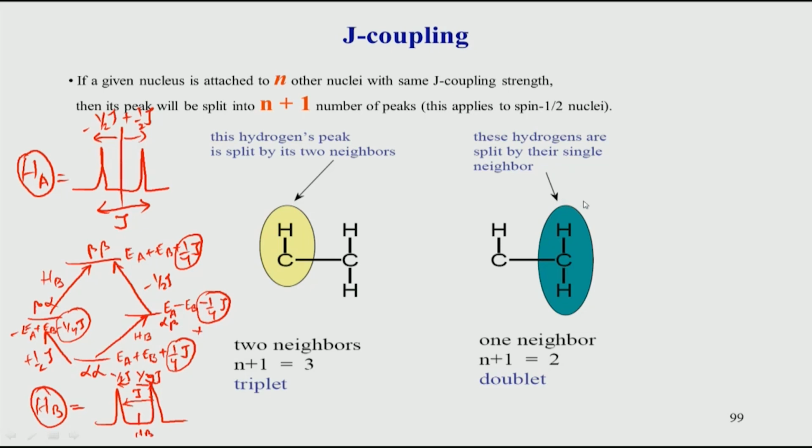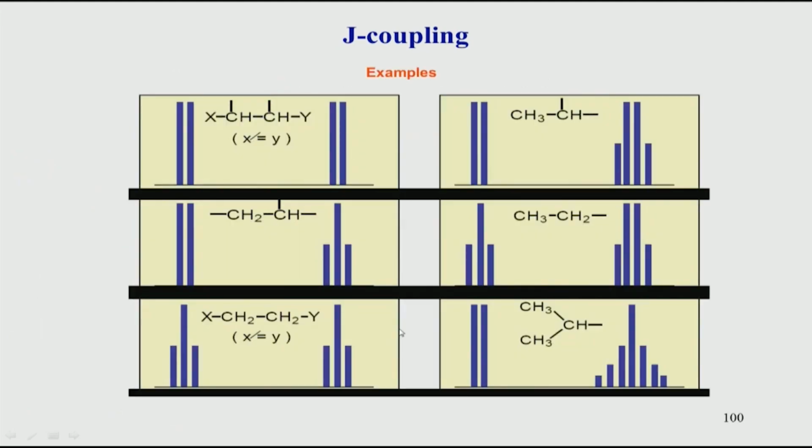Because this is a chemically equivalent unit, if there is no coupling it will give me only one peak, one type of proton, 2 protons but both equivalent. But now, because they are coupled to this hydrogen, that peak will get split into 2, and that is called a doublet. Doublet, as the word sounds, means 2 peaks, and a triplet means 3 peaks. So, like that we can look at the different types of coupling which are shown here in different examples.